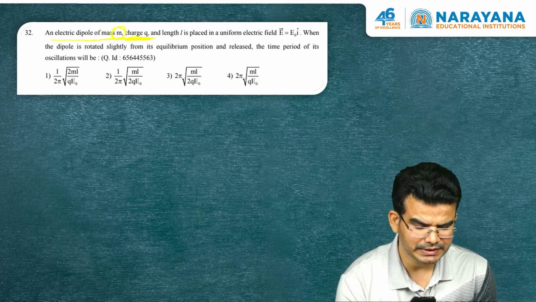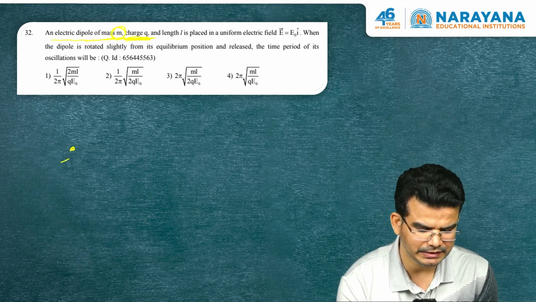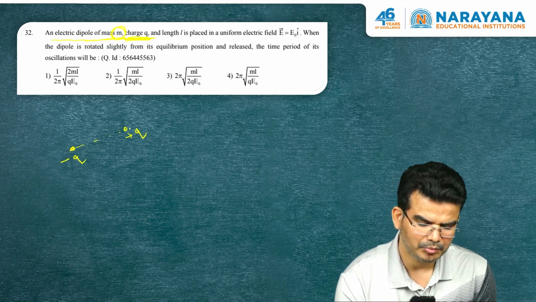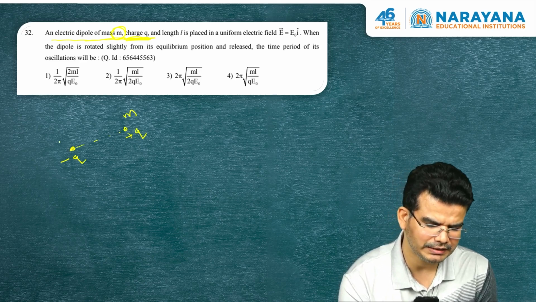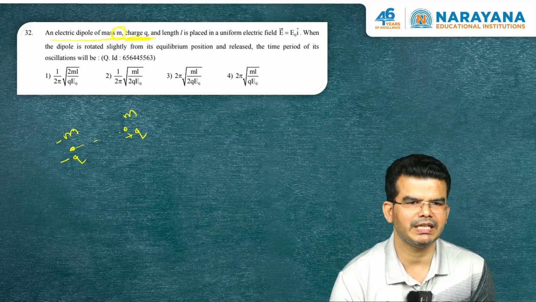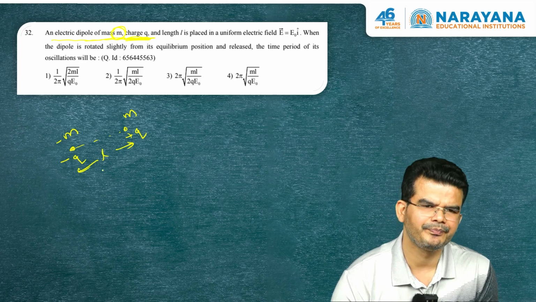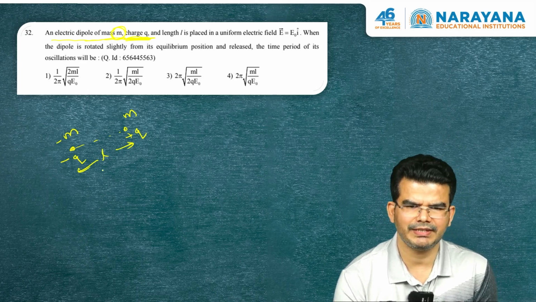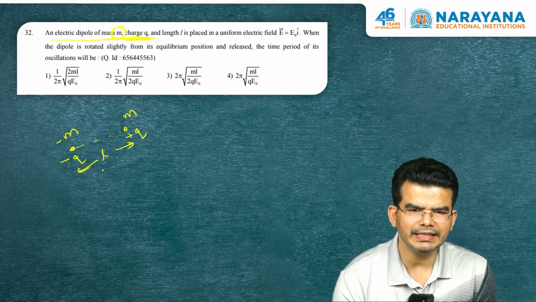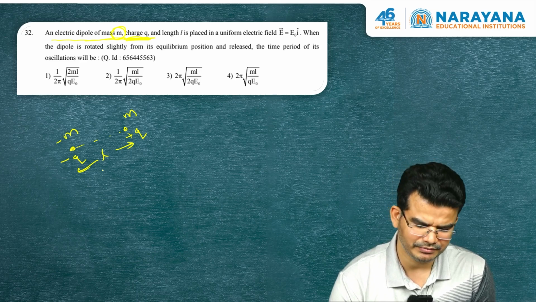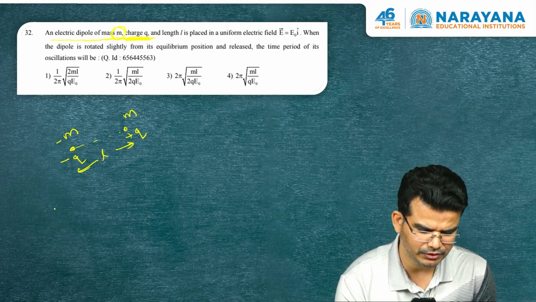It means our system of dipole is something like this. This is minus q charge, this is plus q charge, and plus q has mass m and this minus q also has mass m. That is what we will understand, and obviously this length is L. Now they are saying that it is placed in a uniform electric field. So when it is placed in a uniform electric field, you know time period equal to 2 pi root over I upon pE.